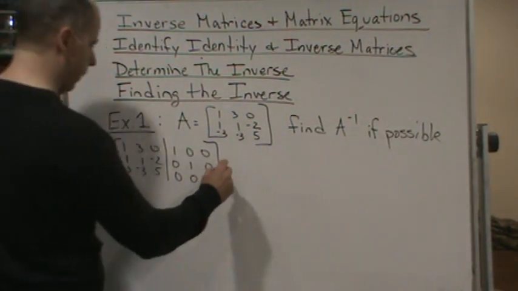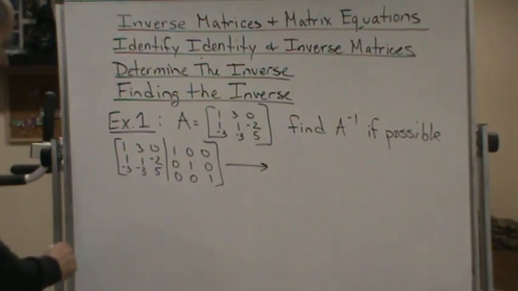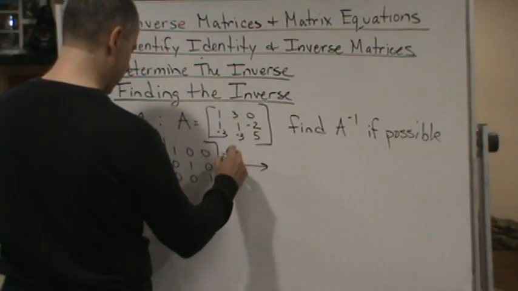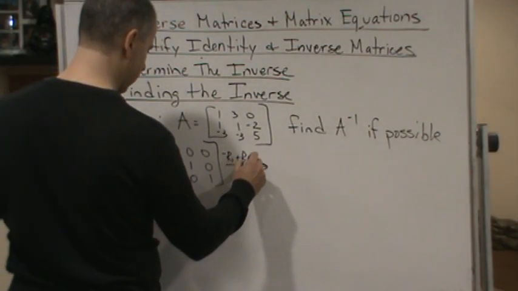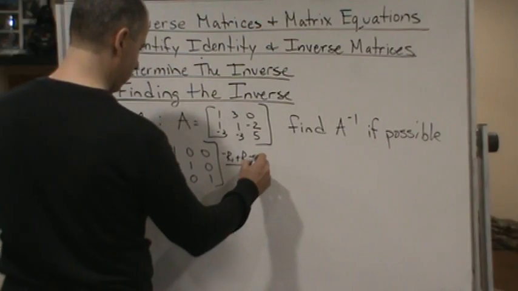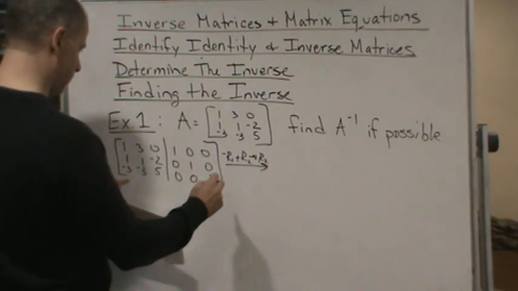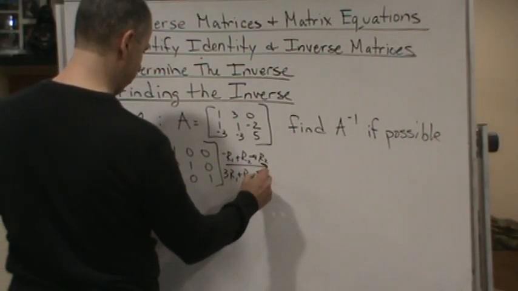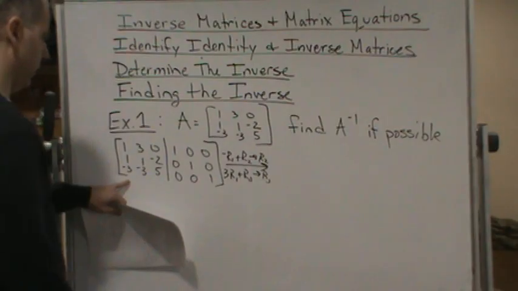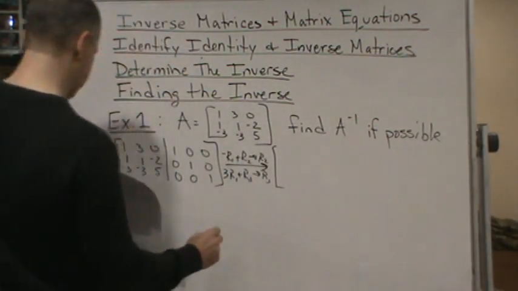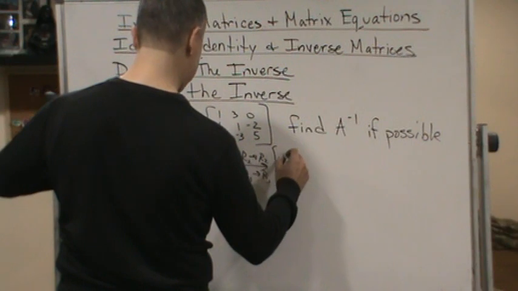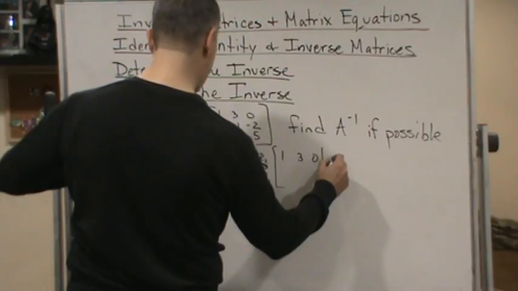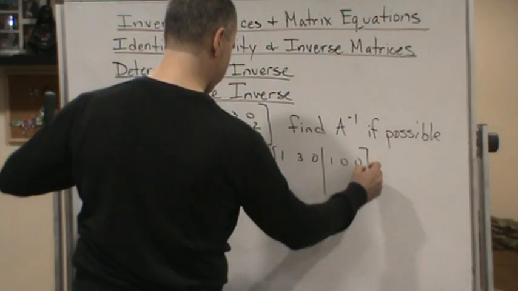Okay, now we're going to do our elementary row operations. Let's get rid of the 1 and the -3. So we're going to do negative row 1 plus row 2 and replace row 2. And then we're going to take 3 times row 1 plus row 3 and replace row 3. That's going to give us, let's repeat the first row: 1, 3, 0, 1, 0, 0.